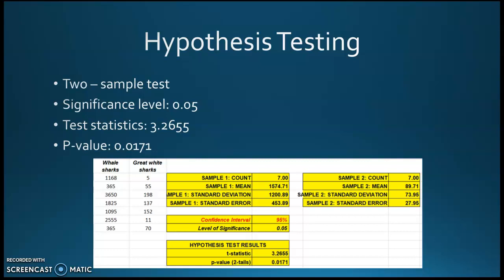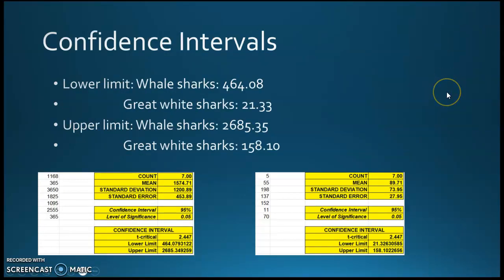I ended up with a test statistic of 3.2655 and a p-value of 0.0171. So this off the bat goes ahead and shows me that my p-value is still less than my significance level, which generally means that I'll reject my null hypothesis.